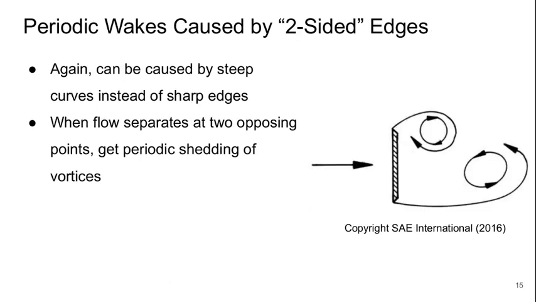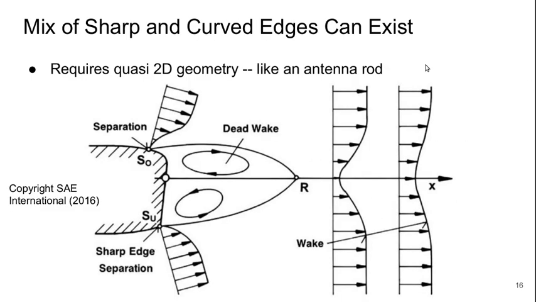Moving on to the other forms of these 2D separations, these periodic wakes can be caused by two-sided edges. They could also be caused by steep curves instead of sharp edges. But basically, you've got some kind of finite length surface where the flow is separating off both edges. And when this happens, you get this periodic shedding of vortices as illustrated here. A vortex is shed off and goes downstream, and another one forms and sheds on this side, alternating back and forth.